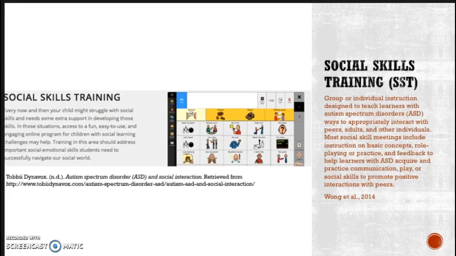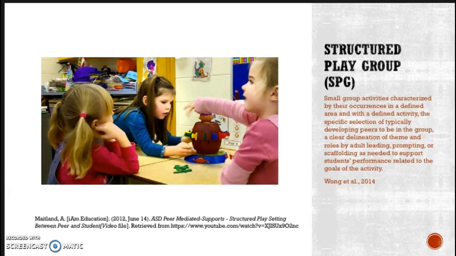Social skills training. This is group or individualized instruction designed to teach learners with autism spectrum disorders ways to appropriately interact with peers, adults, and other individuals. So most social skills meetings include instruction on basic concepts, role-playing or practice, and feedback to help the learner with autism spectrum disorder acquire and practice communication, play, or social skills to promote positive interactions with peers.